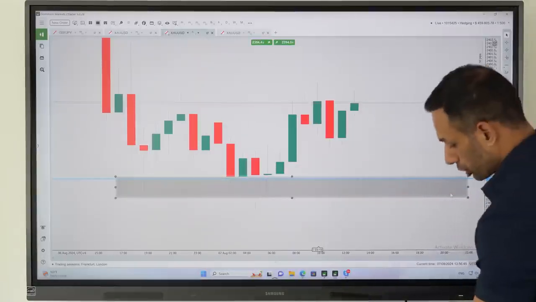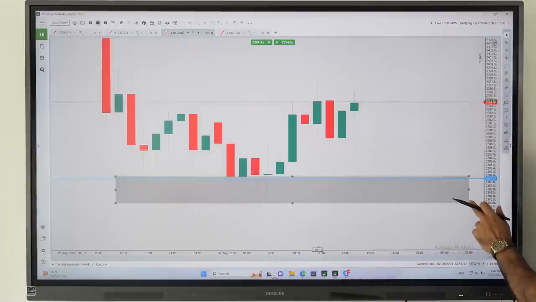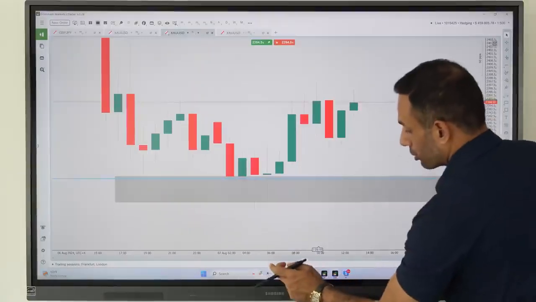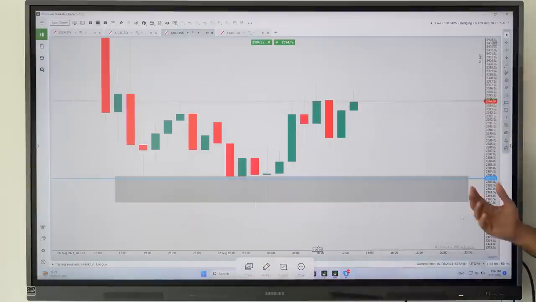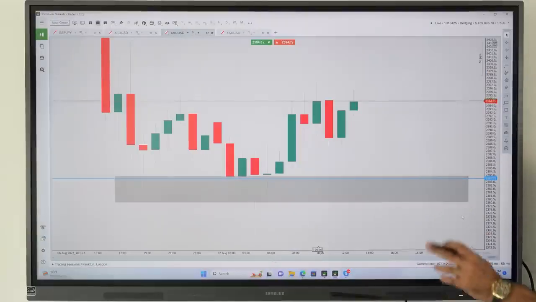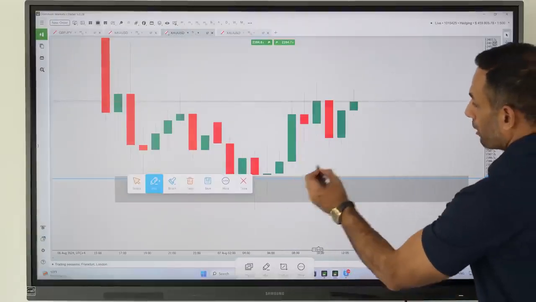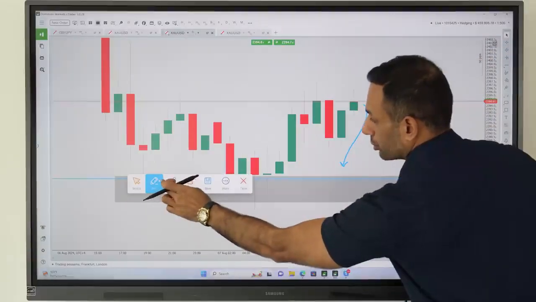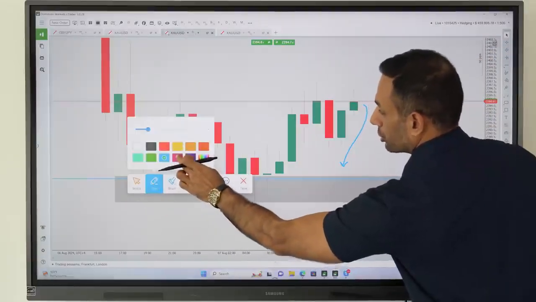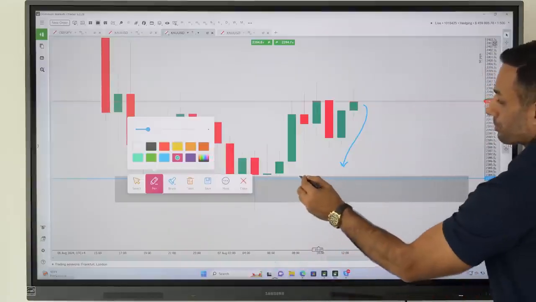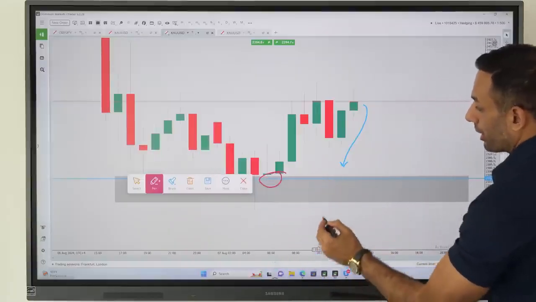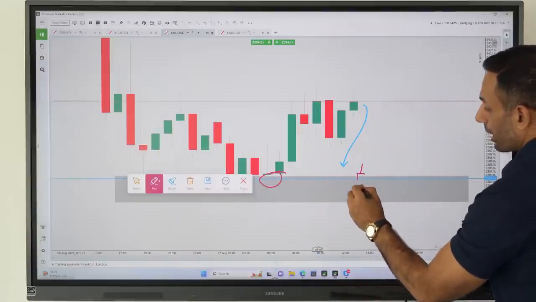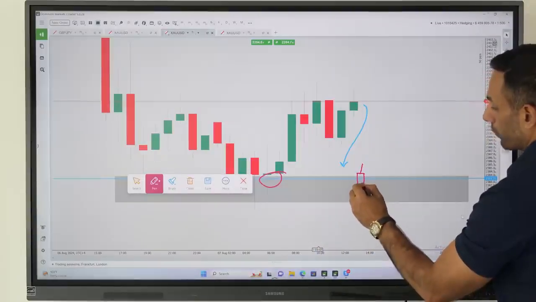So what you're trying to do is, let's say you have a zone which is thicker like this, and you're trying to see if a candle is going to close below this area or not, and then I'm going to take a trade. Take a look at this. If price comes down to this area, let's change the color to red. If price comes down to this area, you want a candle to close bearish over here.